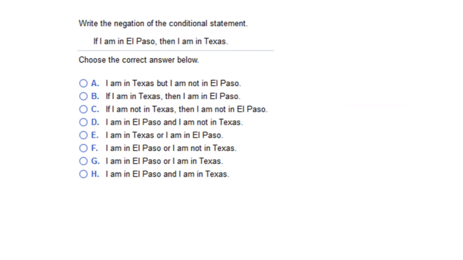This is a similar exercise to the last one. It says write the negation of the conditional statement. So the first thing we need to do is to translate the original statement into symbolic form. If I am in El Paso, that'll be my P statement, then I am in Texas, Q. So we'll say our statement P is I am in El Paso, Q is I am in Texas. So if I am in El Paso, then I'm in Texas is a conditional, if P, then Q.